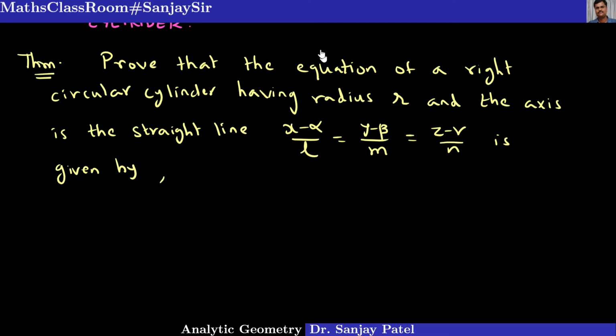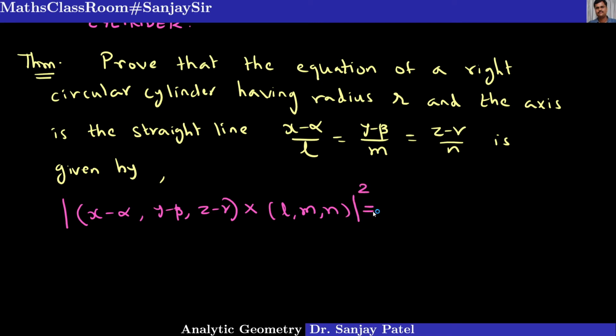the equation. You can remember this equation easily. I am giving you a special form: x minus alpha, y minus beta, z minus gamma. This is the cross product of the two vectors as written here, and then taking the magnitude square, this is equal to r square into (l square plus m square plus n square). Okay, and one can simplify also, and that we'll see the simplification later on.